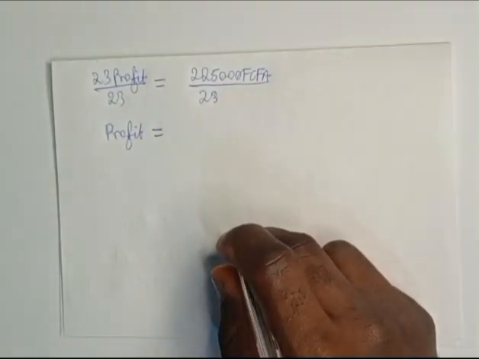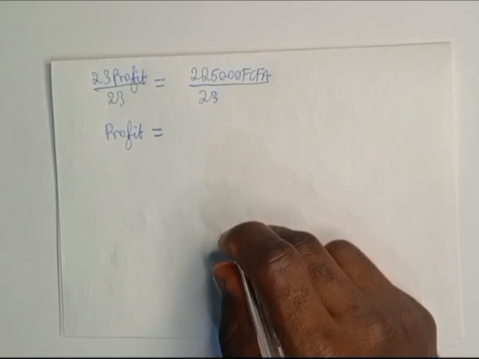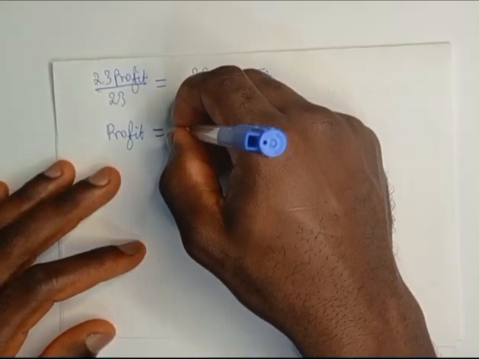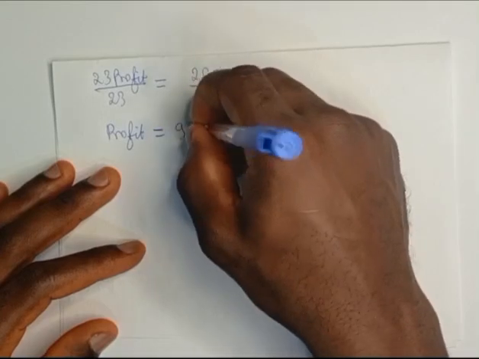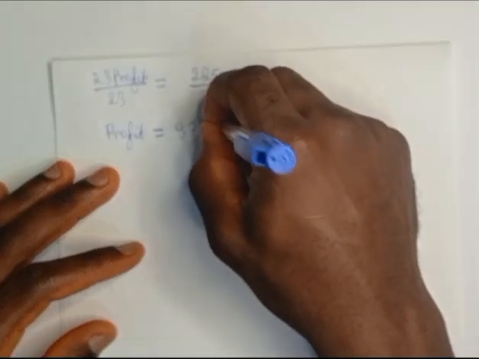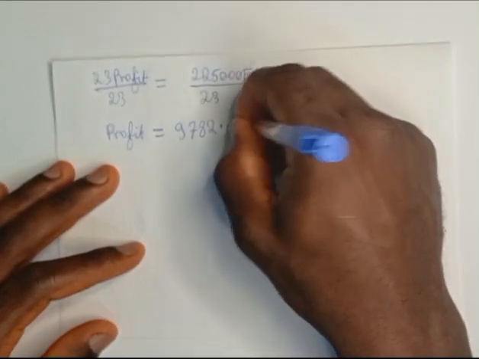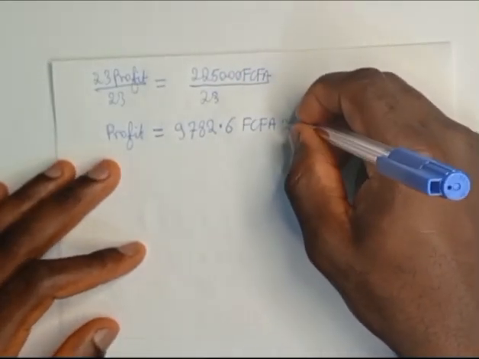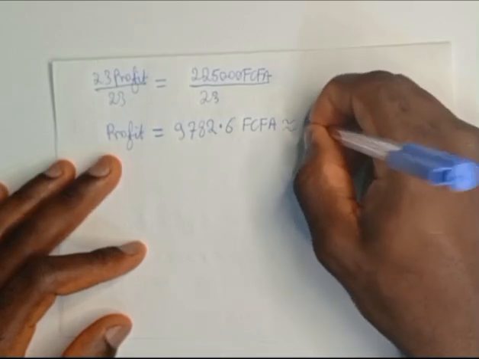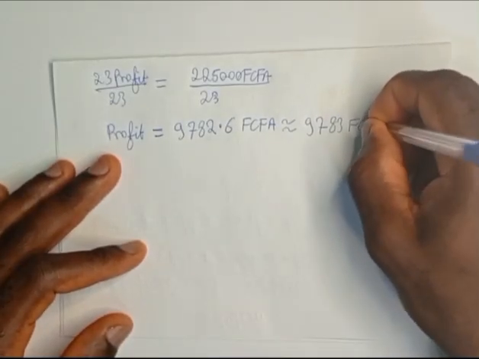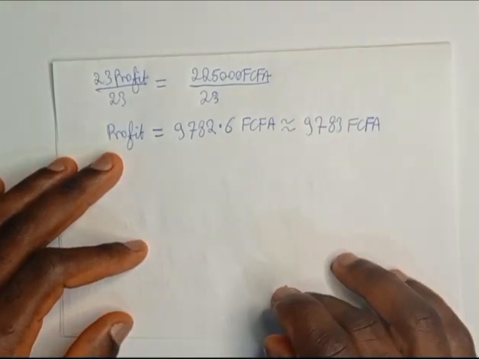dividing 225,000 francs CFA by 23 gives us 9,782.6 francs CFA, which is approximately 9,783 francs CFA, to the nearest franc CFA.